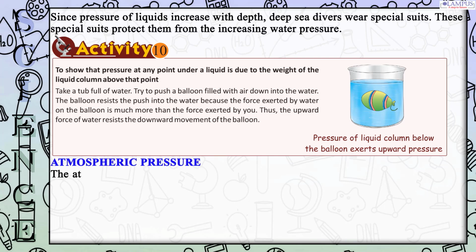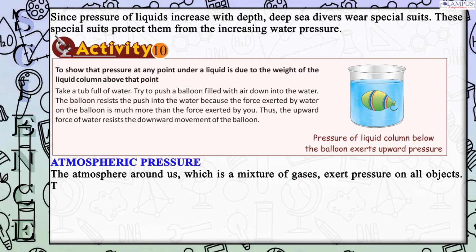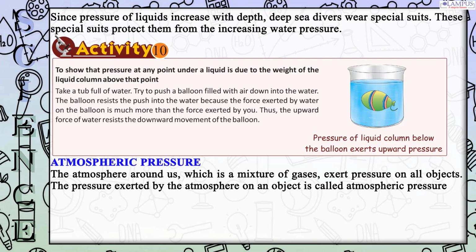Atmospheric pressure. The atmosphere around us, which is a mixture of gases, exerts pressure on all objects. The pressure exerted by the atmosphere on an object is called atmospheric pressure. The atmosphere exerts large pressure on us.